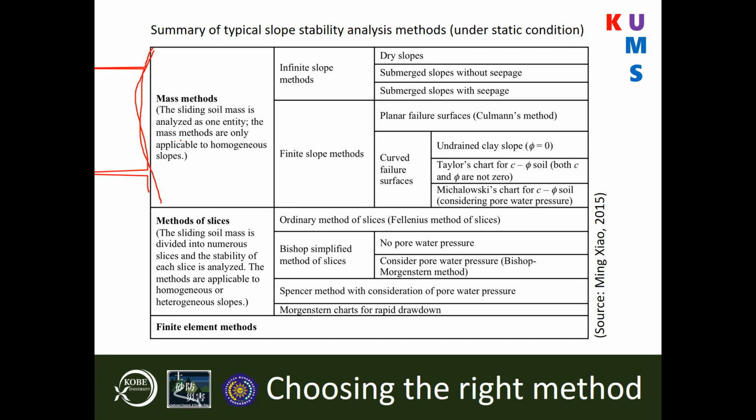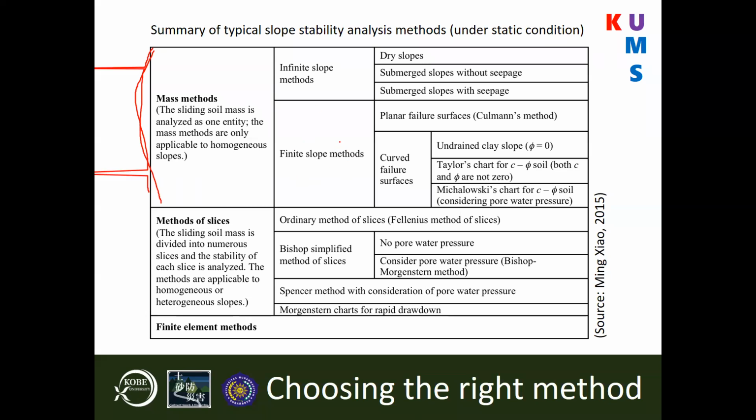So in the mass method, the sliding soil mass is analyzed as one entity. We imagine that it's a continuous entity, and that's what we look at. We consider this whole mass as one homogeneous material. And we can use the infinite slope methods for dry slopes, and submerged slopes without seepage or with seepage. I will explain that in a second.